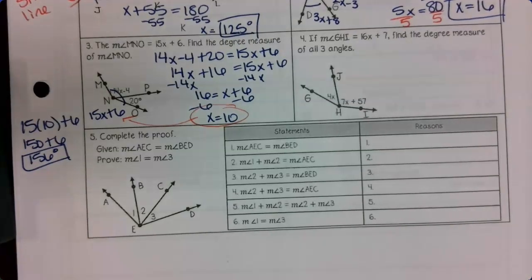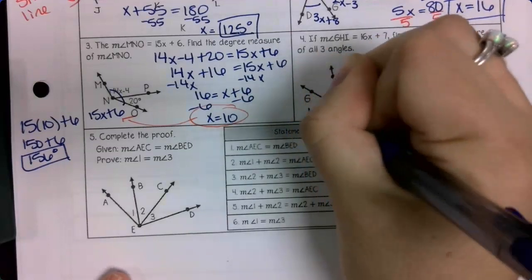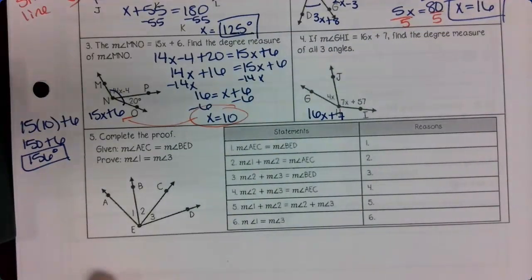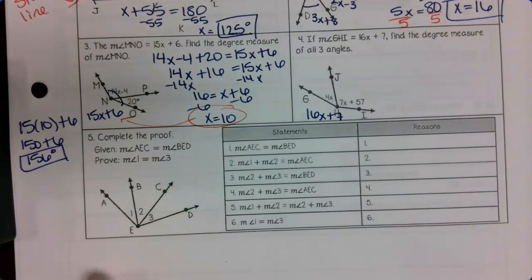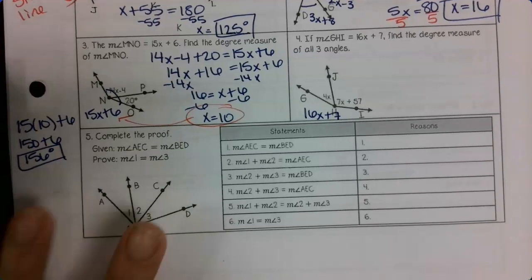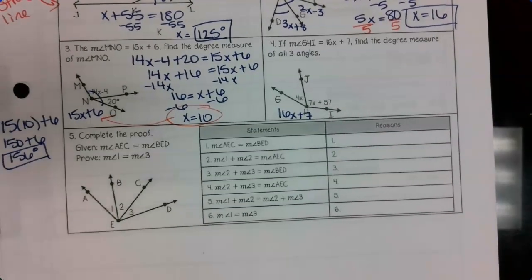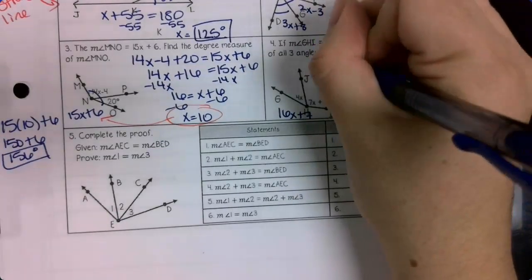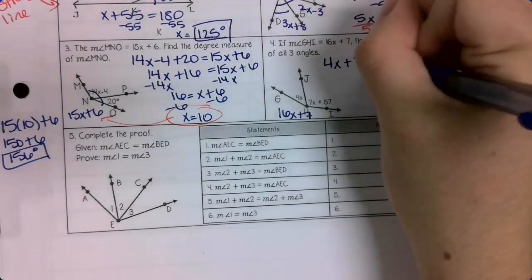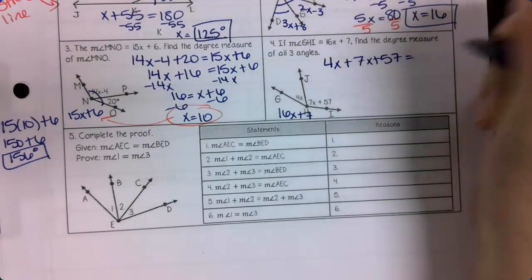Okay. Number 4 says the measure of angle GHI is 16x plus 7. That one's not on the picture. Find the degree measure of all 3 angles. So, first thing I want to do is set this up using the angle addition postulate. Which 2 angles am I adding together? No, I only add 2 together. So I'm going to have 4x plus 7x plus 57, and then it's going to equal the third angle.